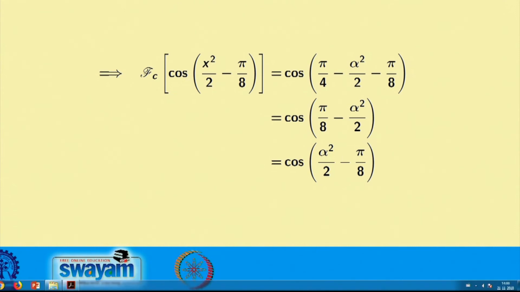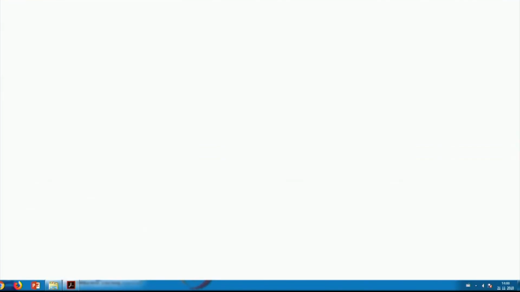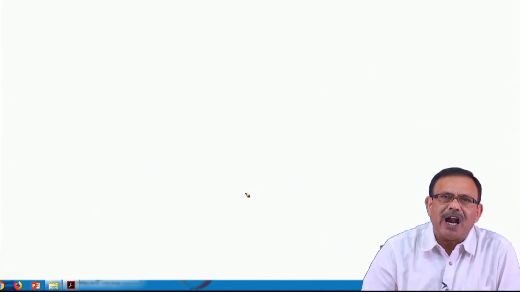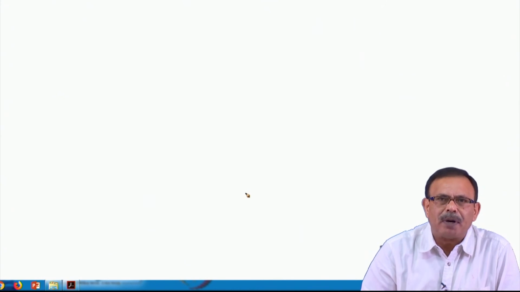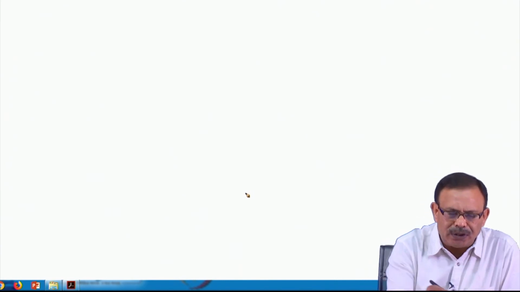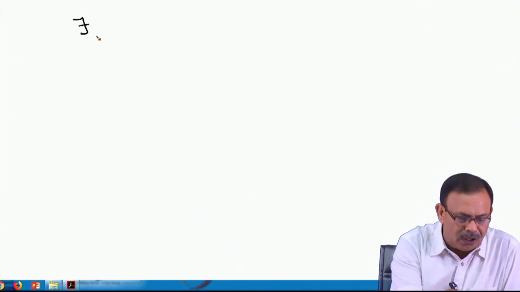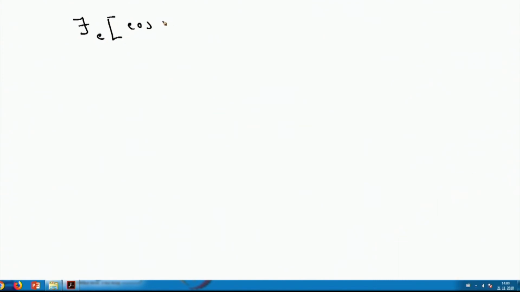Now, let us solve this same problem using some other approach, so that you can understand that one problem can be solved in various ways, and what the advantage is of using the properties of the transform to find the Fourier series of some function. So, the same problem we are solving now with the other approach. Your problem is you have to find the Fourier cosine transform of cos of x square by 2 minus pi by 8. As I told you, directly we can evaluate it using the fundamental definition of the Fourier cosine transform.